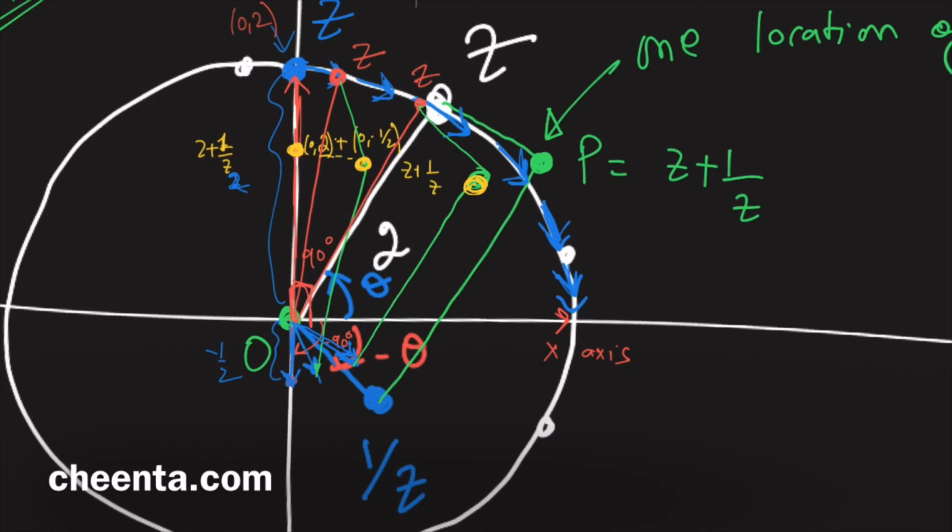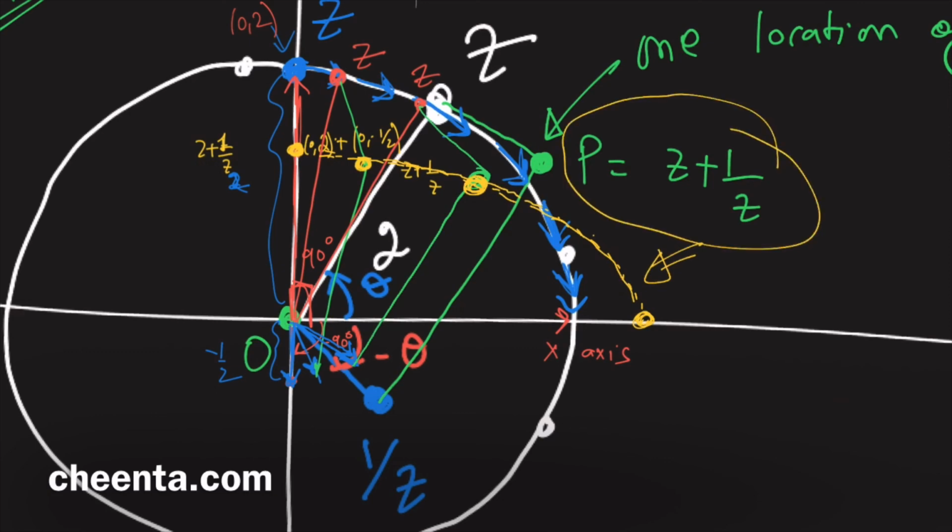Like this, you will see the ellipse coming in front of your eyes. This will go on up to here. So you get one quadrant of the ellipse, and the same thing will be repeated in the other three quadrants. And this is the final picture of P, which is equal to z plus 1 over z.